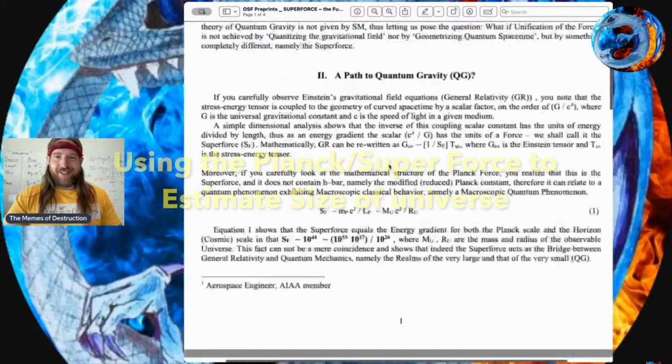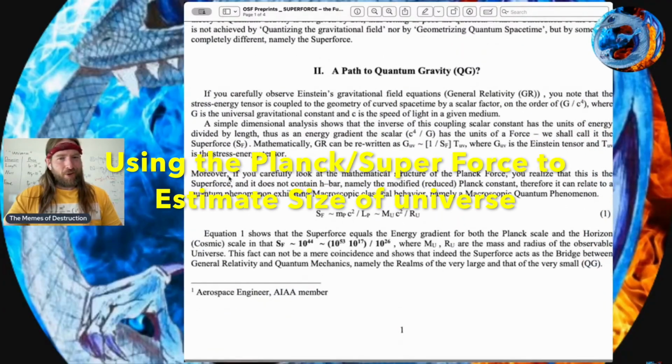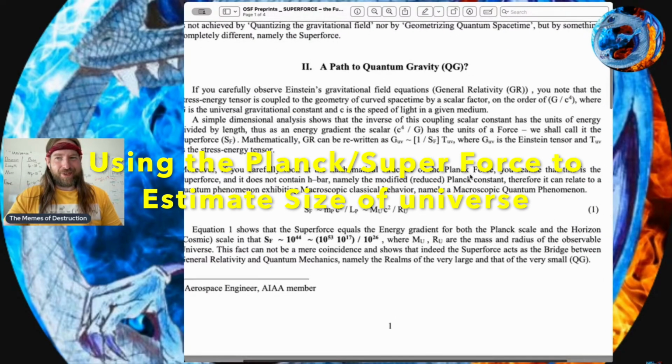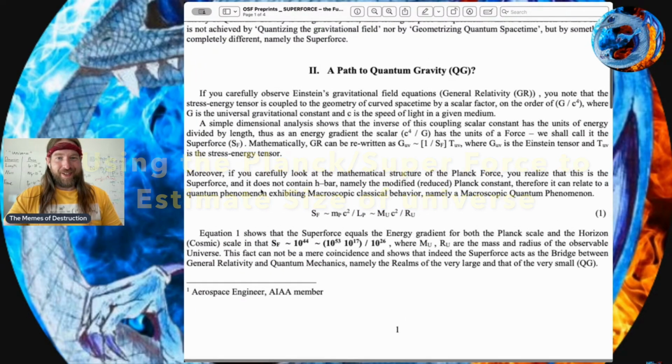So long story short, if you carefully look at the mathematical structure of the Planck force, you realize this is the superforce. It does not contain h bar, the modified reduced Planck constant. Therefore, it can relate to quantum phenomena exhibiting macroscopic classical behavior, namely macroscopic quantum phenomena. Okay, it's a very interesting conjecture.